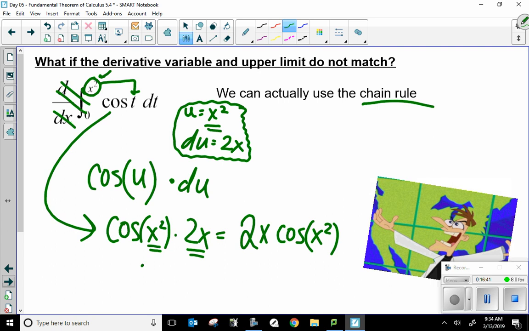So this is the upper limit, or upper bound, I like to call it. Then this is the derivative of the upper bound. Chain rule.